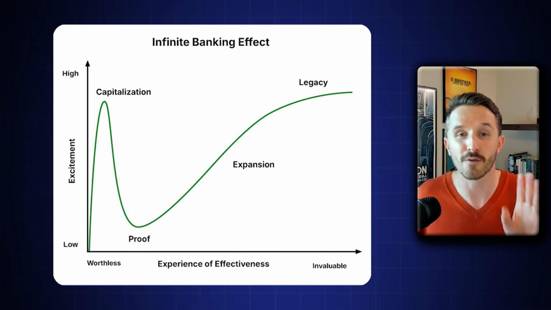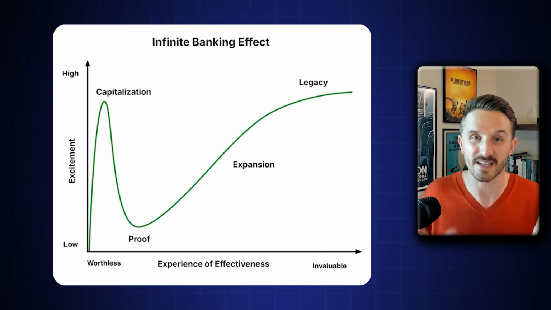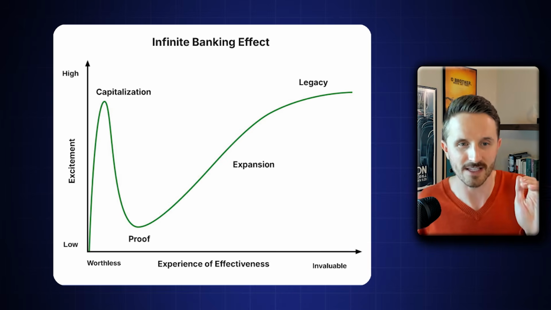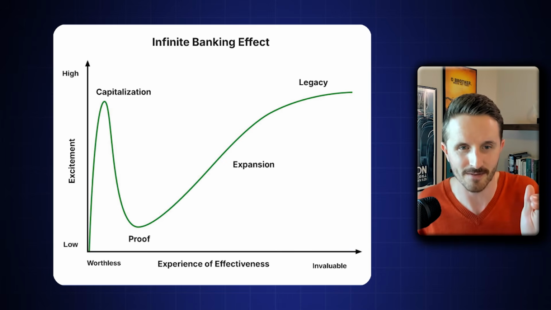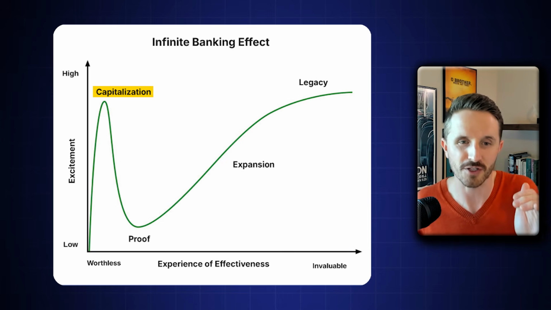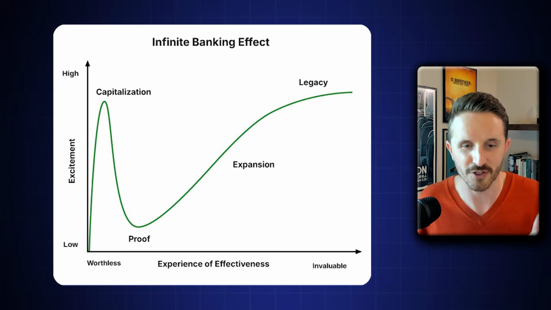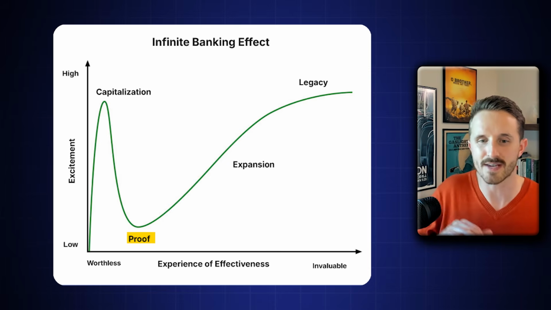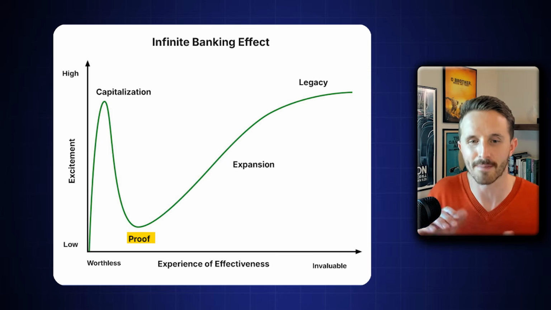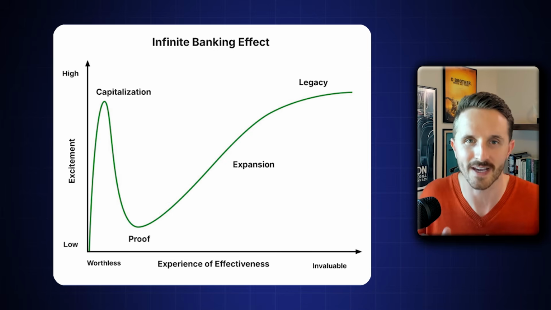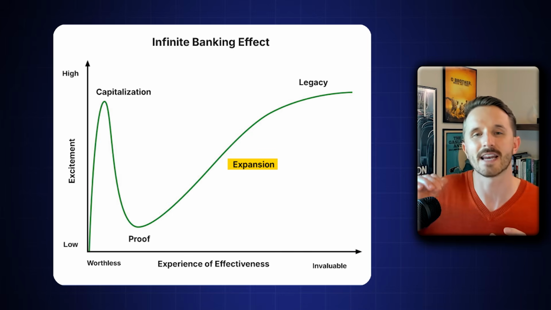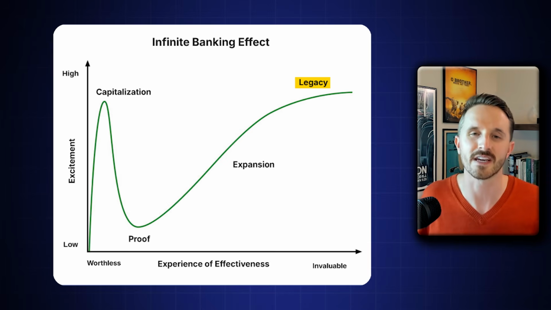It's also very appropriate for the emotional roller coaster that you're going to experience in infinite banking. Now, there are 4 different phases. At the top of that first crest, there's the capitalization phase. At the very bottom of the first trough, there's the proof phase. Midway between the proof and the very top, along the slope, is the expansion phase. And lastly, where it starts to plateau at the very top again, is the legacy phase.